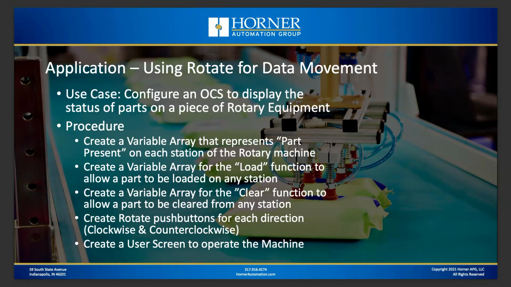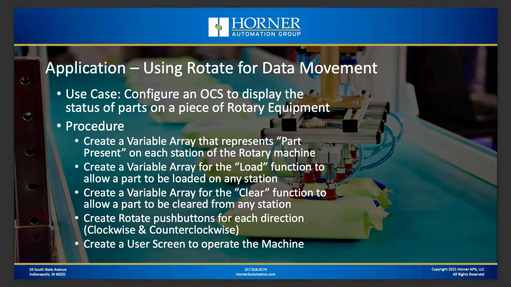In this use case, we're going to configure an OCS to display the status of the parts on a piece of rotary equipment. We're going to create a variable array that represents whether there's a part present or not on each station of a rotary machine. In our example rotary machine, there are going to be 8 stations. We're also going to create variable arrays for push buttons on the screen to either load a part or clear a part from each particular station.